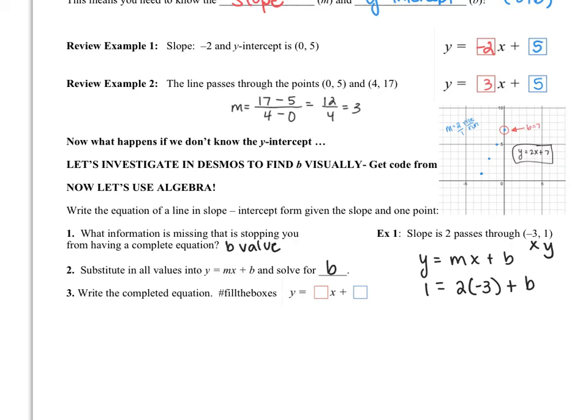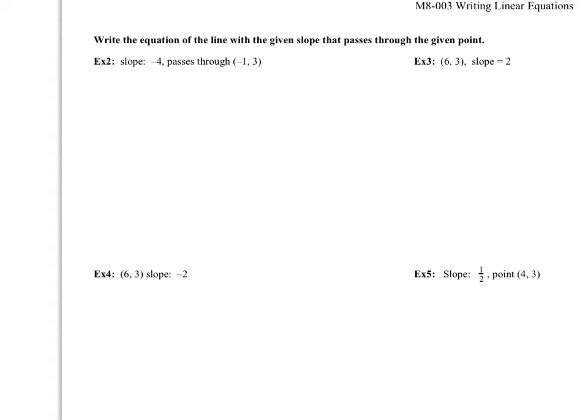Now I'm going to solve this for b, just like I would solve any normal equation. So 2 times -3 is -6, so 1 = -6 + b. Then I would add 6 to both sides, which means my b value would be 7. But it's important to remember to write the completed equation. Make sure you fill those boxes. So that means my completed equation would be y = 2x + 7.